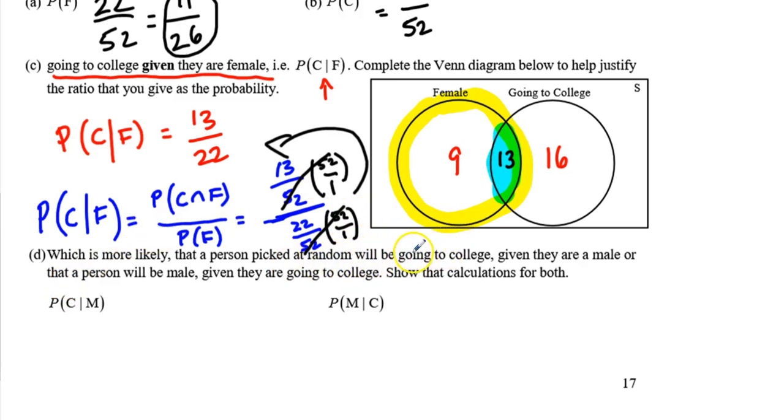Okay? So, which is more likely to happen? A person picked at random will be going to college given that they're a male. There's our notation. Or that a person will be a male given that they're going to a college. Why don't you pause the recording, do what you can with this, and then play the recording to get some help or see the answer.